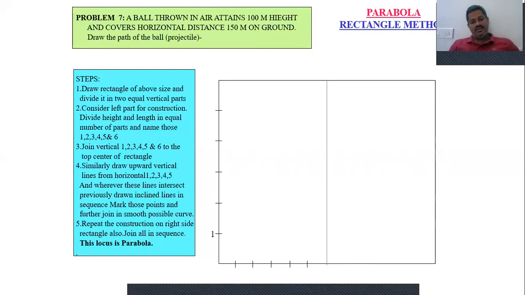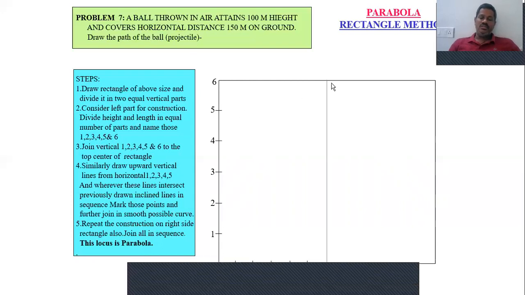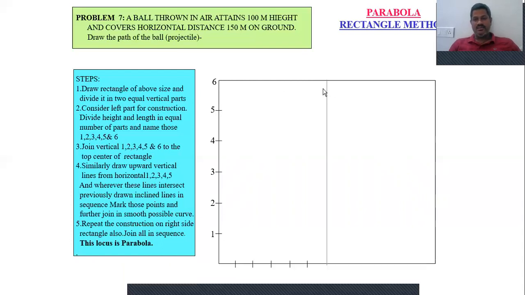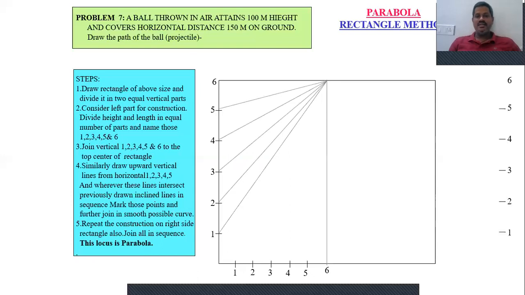Okay, then mark all those points: 1, 2, 3, 4, 5, 6, and similarly mark these points also and join these points to the top point, the topmost midpoint of the bisector of the rectangle. Join all these points like this. After naming all these 1, 2, 3, 4, 5, 6, join them like this.